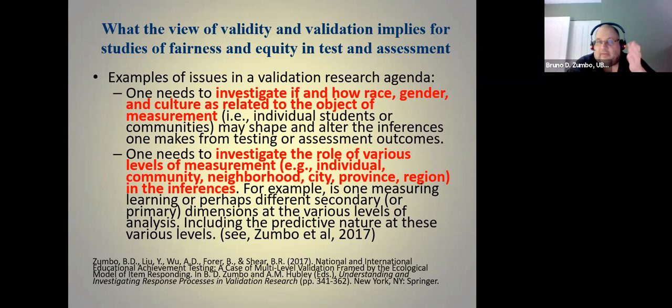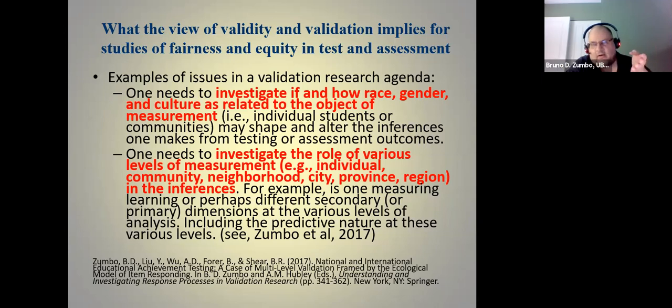What the view of validity and explanation implies for studies of fairness and equity in testing and assessment: a few more elements are examples of work we've been doing, investigating if and how race, gender, and culture, as related to the object of measurement, students, communities, schools, may shape and alter the inferences one makes from testing or assessment outcomes. But doing work on this kind of view, one needs to investigate the role of various levels of measurement in a multi-level view of validation, because we've expanded this view to a multi-level view of validation, where you may measure students, for example, but your actual claims aren't about students.